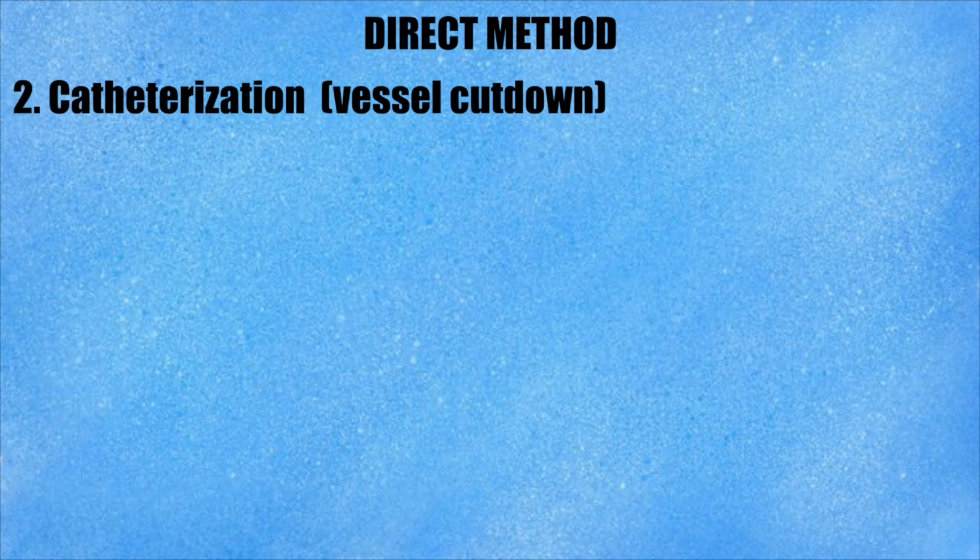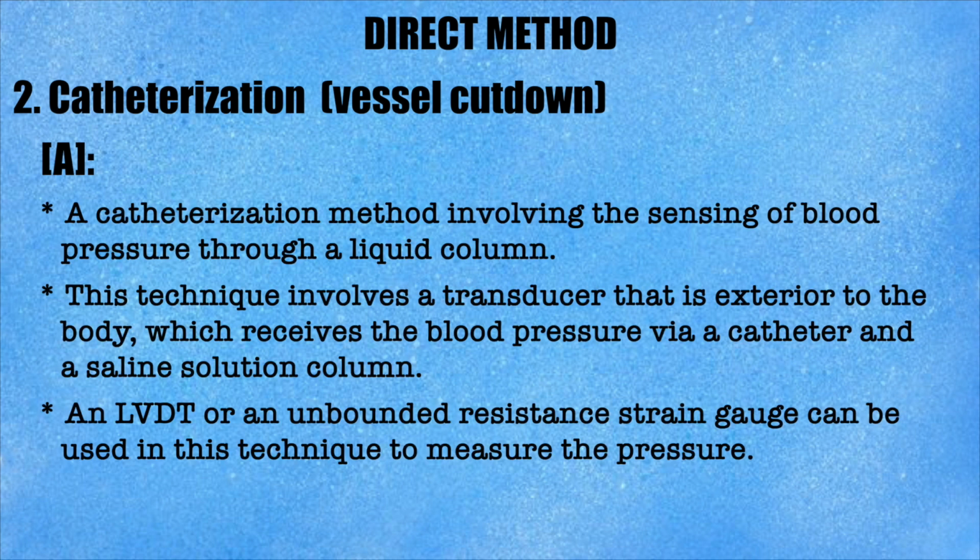This electrical signal is further processed to display the continuous recording of the pulse waveform. Then coming to the second direct method, that is the catheterization vessel cut down method. This method has two options. In option A, a catheterization method involves the sensing of blood pressure through a liquid column. This technique involves a transducer that is exterior to the body, which receives the blood pressure via a catheter and a saline solution column.